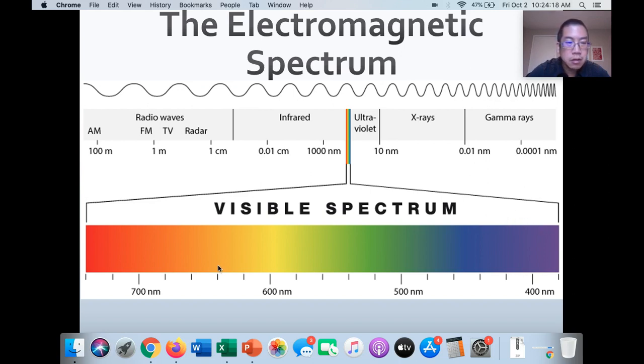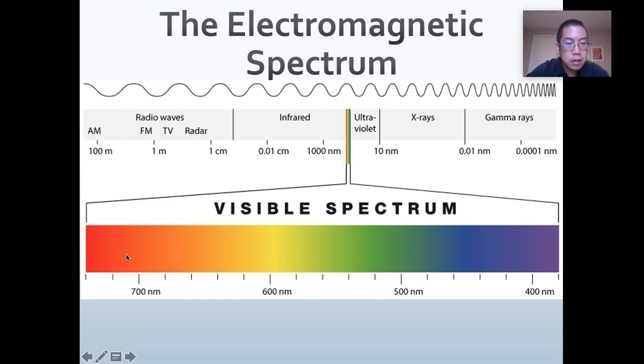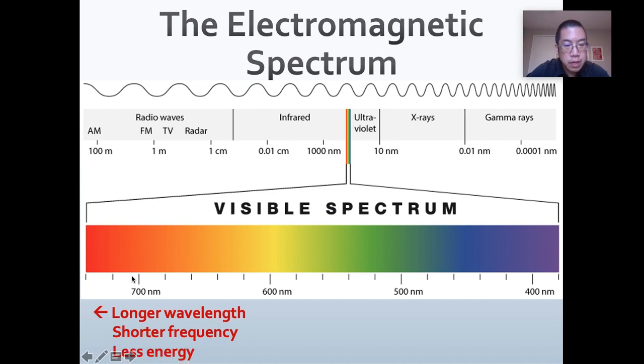Now, the longer wavelength is on the left side of this diagram. So the longer the wavelength, the lower the frequency. That means fewer waves pass through a certain point in a certain period of time. And also there's less energy in these waves because they have a lower frequency.